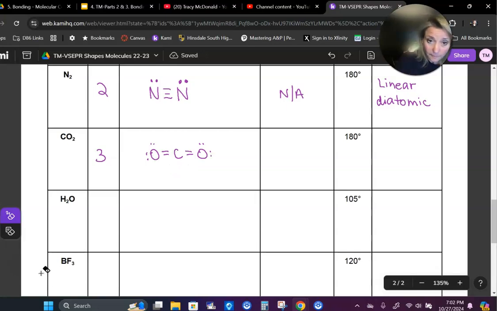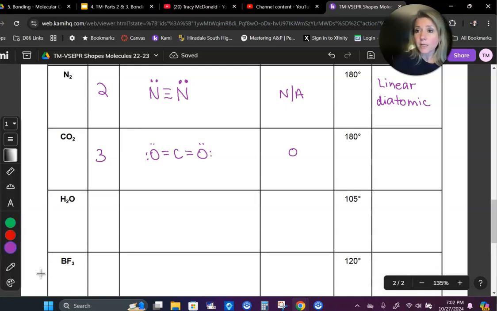So, how many unshared pairs of electrons do I have? I have 0. My bond angle, once again, is 180 degrees. So my name for this is linear because it's in a line. But then I have 3 atoms now. So the prefix here would be triatomic.